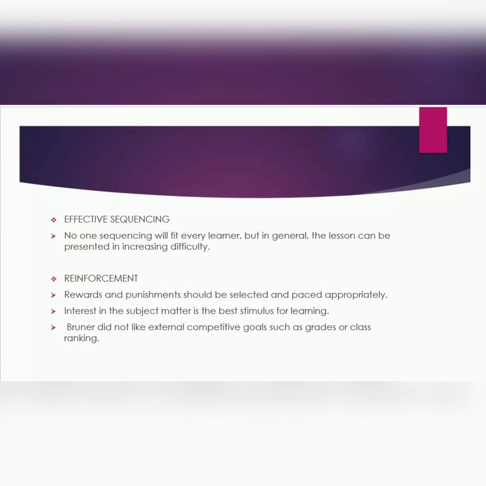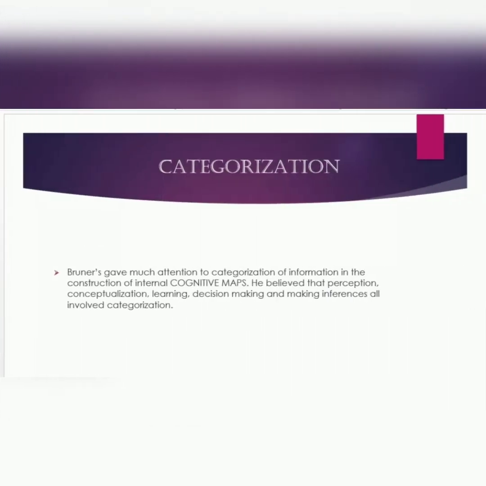Effective sequencing. The best sequencing for a lesson is from decreasing to increasing difficulty level. Reinforcement. In this theory, reinforcement talks about rewards and punishment being based appropriately. The student's interest towards the subject is the best tool for effective learning. So, external competition is not a healthy way of learning.